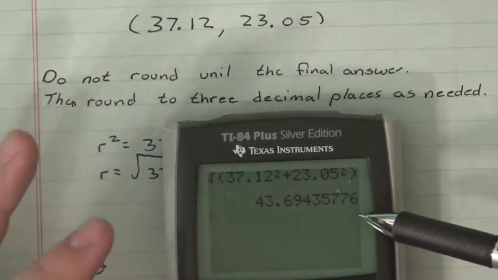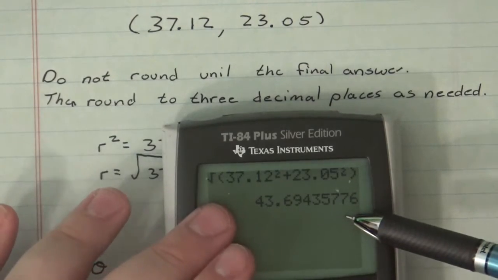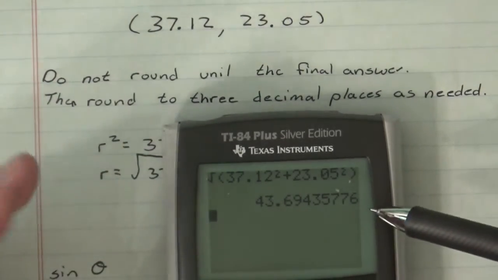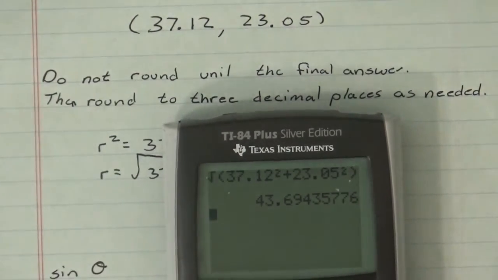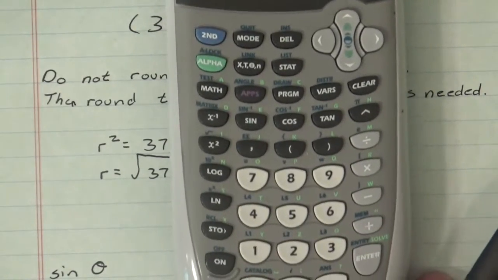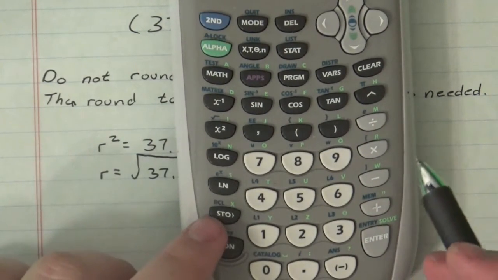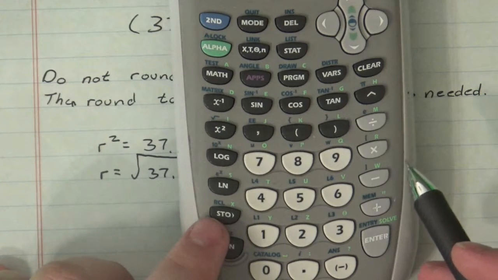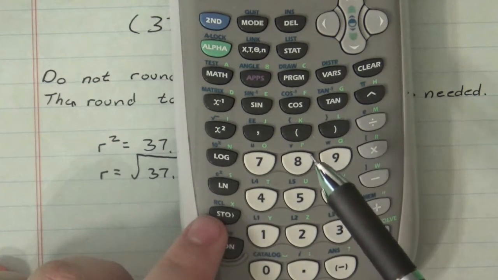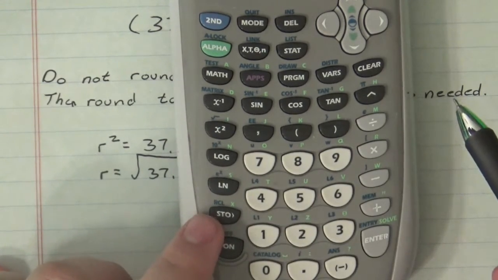So how do we use this information right here on a constant basis? Well, there's this neat little button. I like calling it the stow button, but it's really a store button. I just like saying stow because it's fun. And we're going to take this number and stow it.